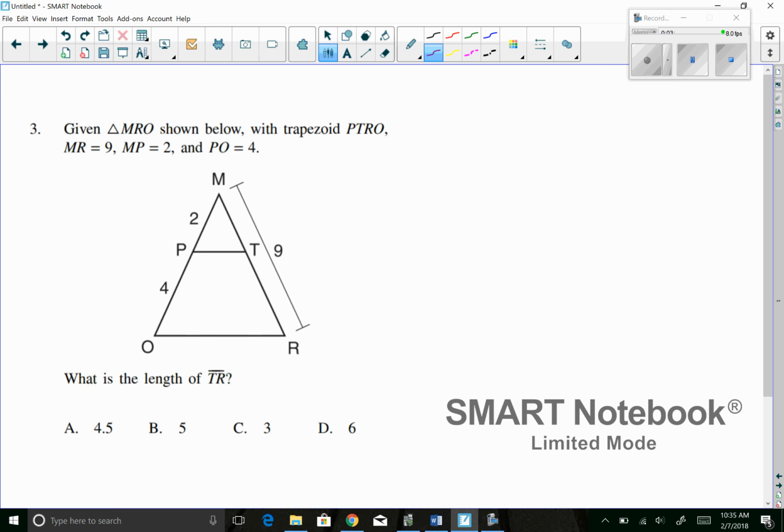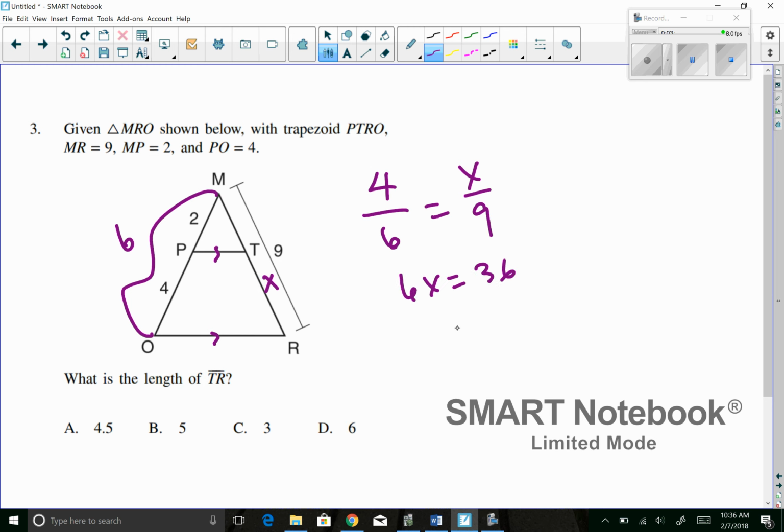The next one is the side splitter theorem. So understanding that the sides here are being cut into pieces because of this being parallel to this. And it tells us enough information to figure out MO is 6, and it wants us to find TR. So I could say 4 compares to 6 the same way that X compares to 9. So you get 6X is equal to 36, or X equals 6.